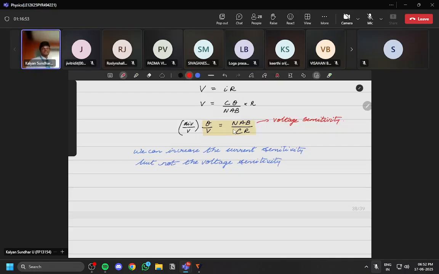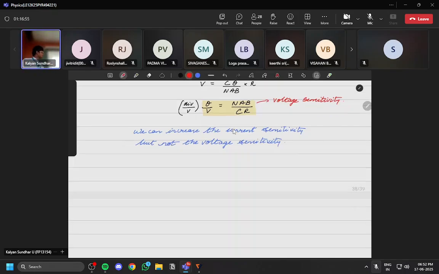Right. So this statement is that we can increase the current sensitivity but not the voltage sensitivity. Why? If you have n number of loops, for one loop the current is I. Now if you take n number of loops, it will become NI. Correct? So the current sensitivity, as you increase the loops, keeps increasing because the value of I keeps increasing.